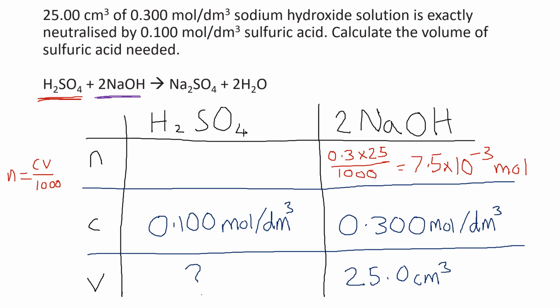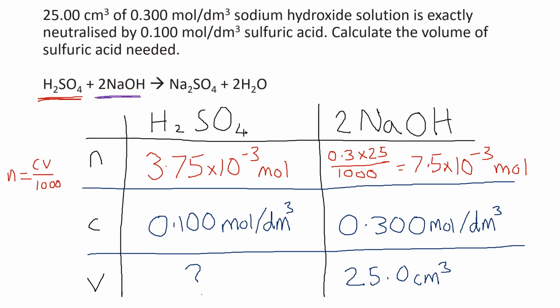Now this is the bit that people often struggle with. 2 moles of sodium hydroxide react with 1 mole of sulfuric acid. So to go from 2 to 1, we have to divide by 2. So it's going to be your answer here divided by 2, which is 3.75 times 10 to the -3 moles. It's half the amount.